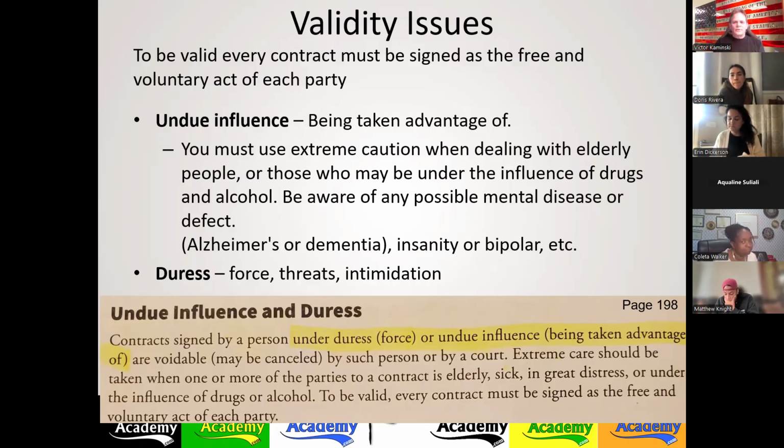Okay, so you guys have highlighted here what the definition of under duress and undue influence means. Duress is force, undue influence is being taken advantage of. Don't use force, threats, or intimidation.